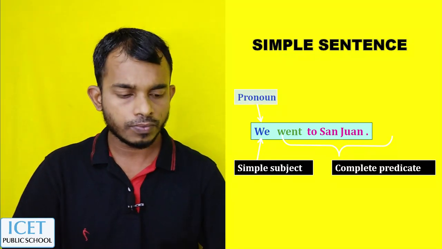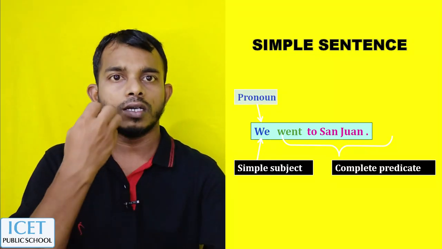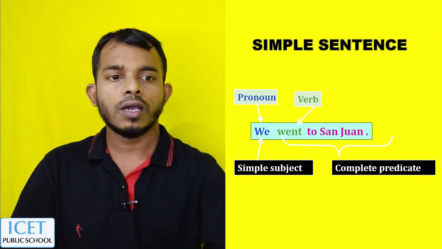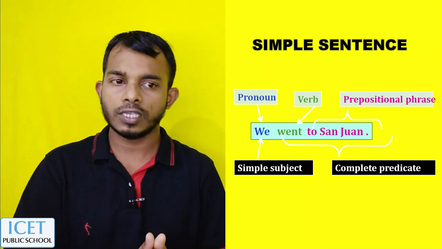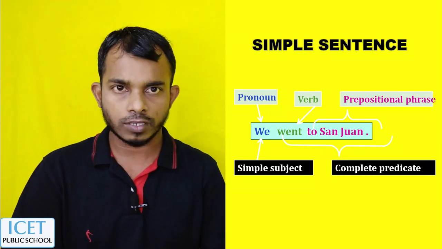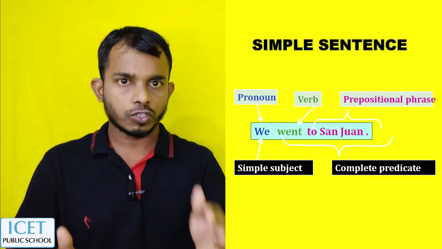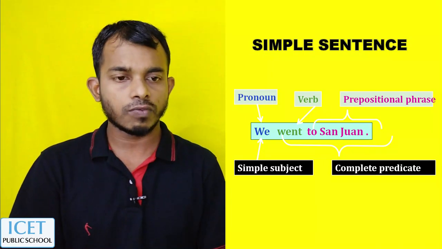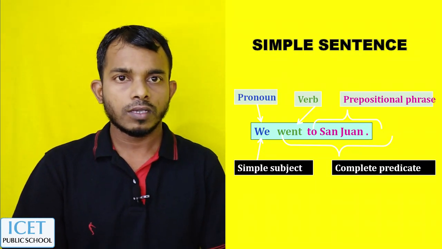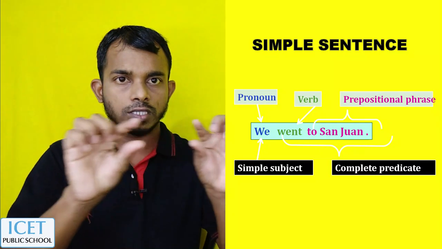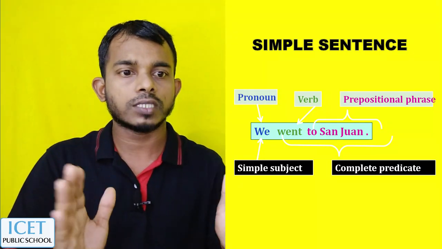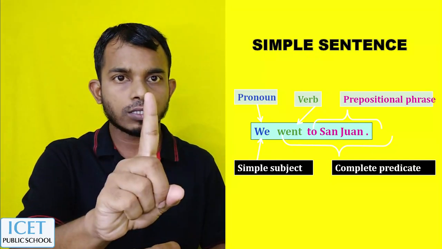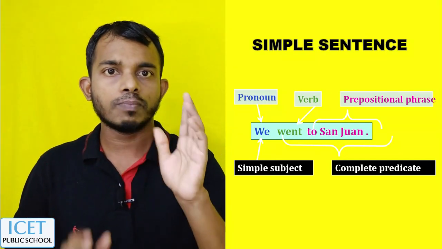We is a pronoun. We have learned the parts of speech, and went is the verb, and to St. John is a prepositional phrase. So to is the preposition. Along with the to, what is coming is called prepositional phrase. We will call it like that. Is it okay? Clear? This is the example for simple sentence. What we said? A simple sentence will have one subject and one predicate.